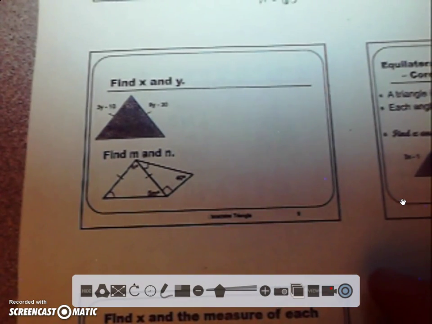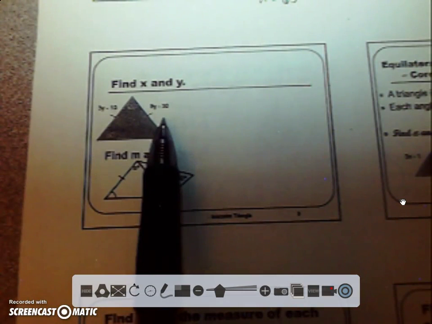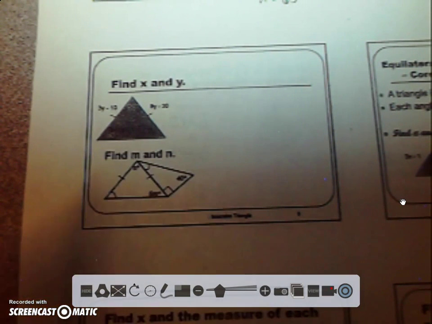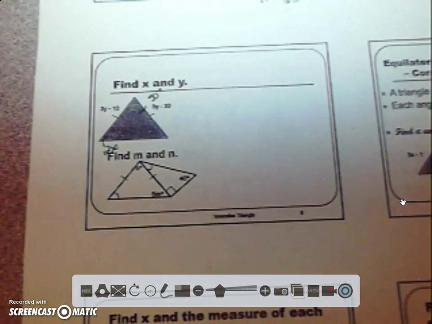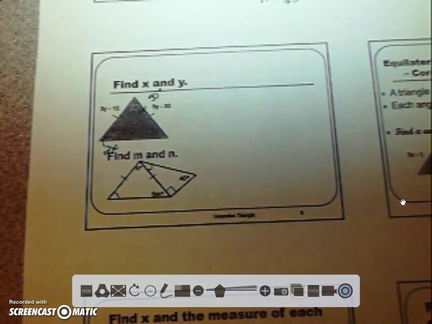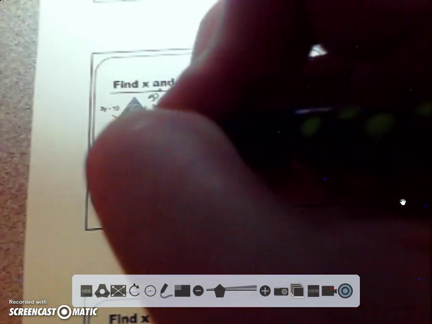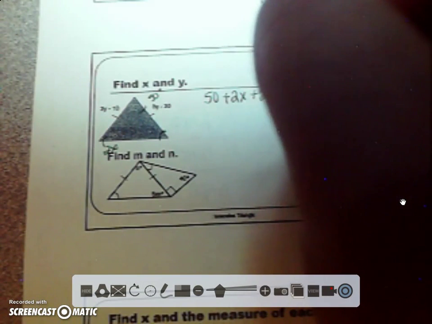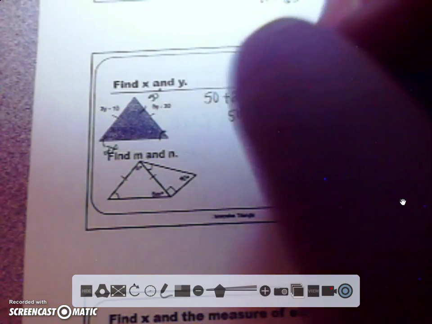All right, in these next two examples, you are asked to find x and y, and then find m and n. Your y values are on either side here. Your x values are part of your angles. So if you can't see it very well, this angle up here is 50 degrees, and this one down here is 2x. So then I have 50 plus 2x. This one over here should also be 2x. That's equal to 180. Combine your like terms.